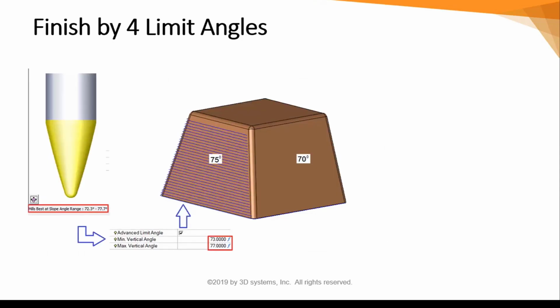In this example, the tool range is between 72 to 77 degrees. We set the vertical range for 73 to 77, and you can see that the 70 degrees tapered wall is out of range and no motion was created.